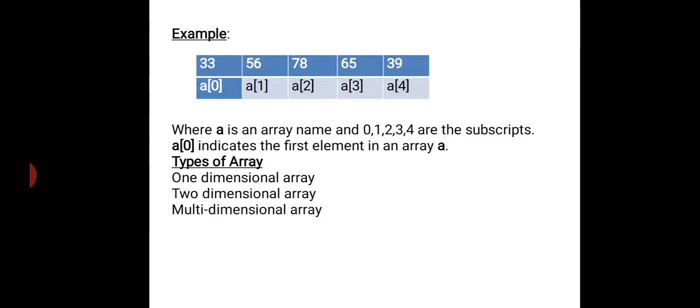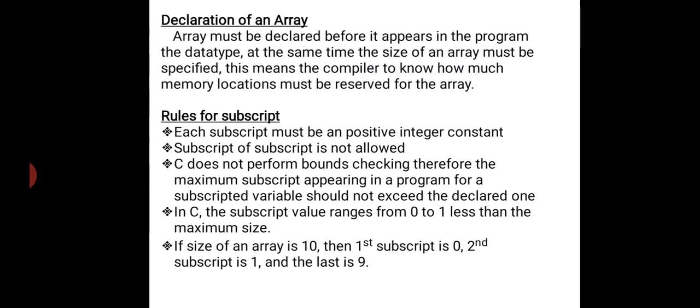The types of arrays: one-dimensional array, two-dimensional array, multi-dimensional array. How to declare an array? An array must be declared before it appears in the program, along with the data type. At the same time, the size of the array must be specified. This tells the compiler how many memory locations must be reserved for the array.